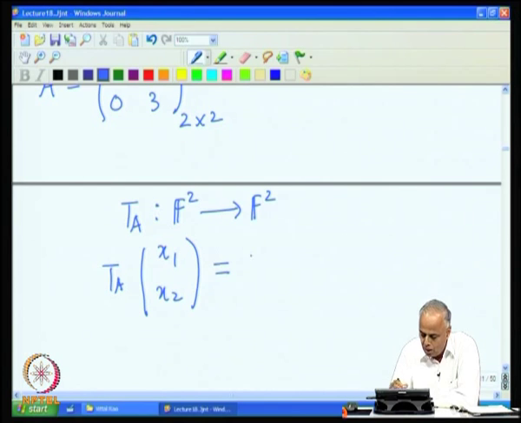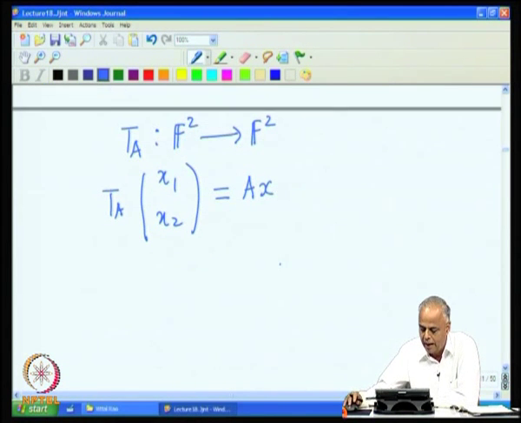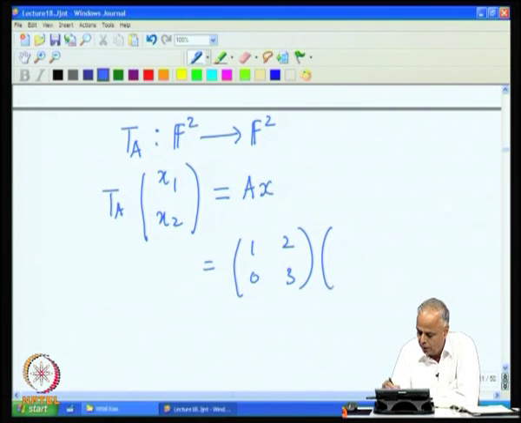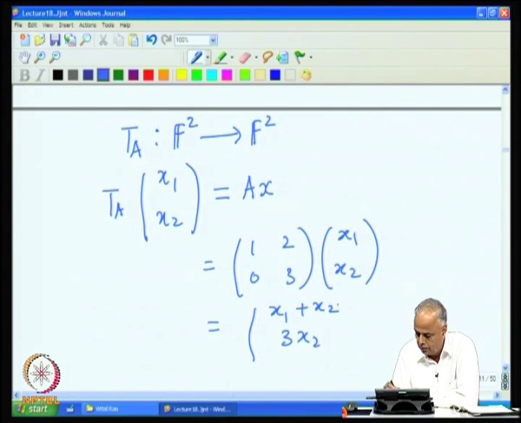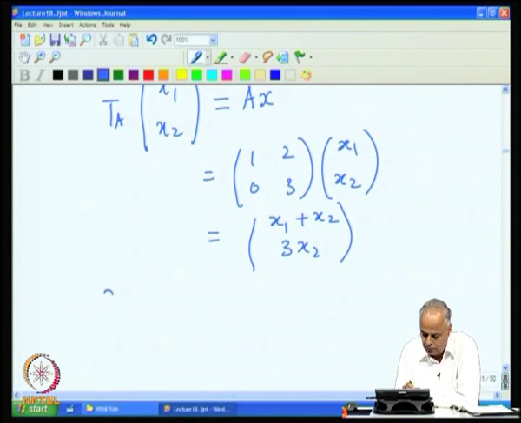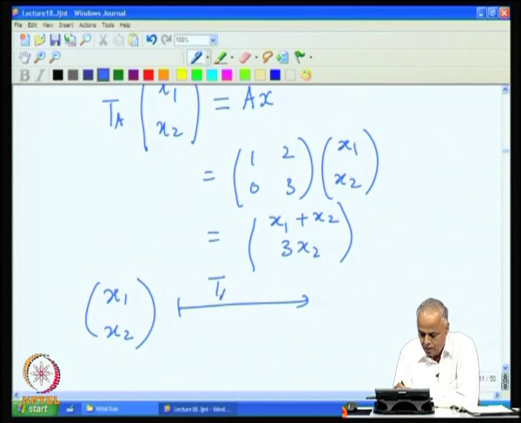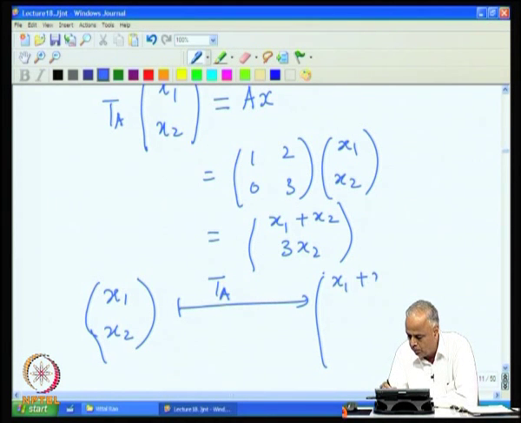So, it has 2 components. How do I get it? I have to take the matrix A and multiply it by the vector x, which means [1 2; 0 3] times (x1, x2), which gives (x1 + 2x2, 3x2). So, this transformation defined by this 2 by 2 matrix takes the vector (x1, x2) and maps it to the vector (x1 + 2x2, 3x2).